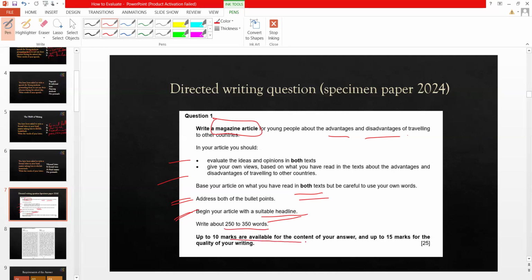10 marks are available for the content of your answer, and we'll talk in detail about what I meant by the content, and 15 marks for the quality of your writing. So altogether, the question is of 25 marks. That is the reason why we must have the knowledge of how we should evaluate the texts.